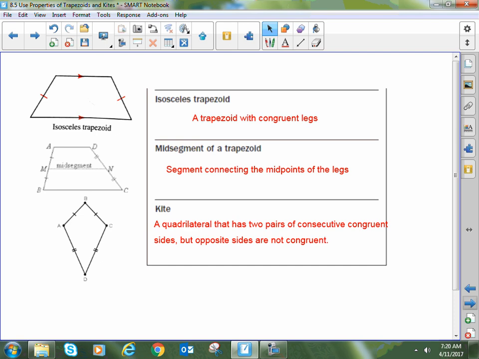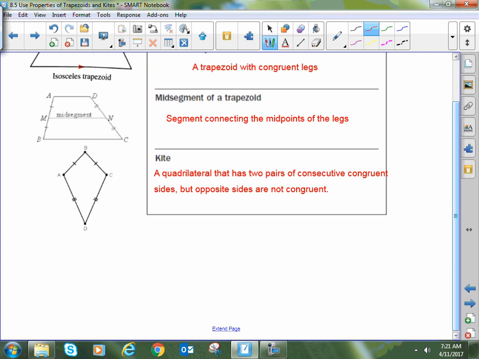Now, technically, we have more than one mid-segment. I could, let me add this here, I could say that here is a midpoint and here is a midpoint, so this would be a mid-segment also. However, we will never talk about the mid-segment between the bases of a trapezoid. Anytime we're talking about the mid-segment of a trapezoid, it'll always be the mid-segment of the legs. And that's because the mid-segment that goes to the legs will be parallel to the bases, and it has some unique characteristics about it.